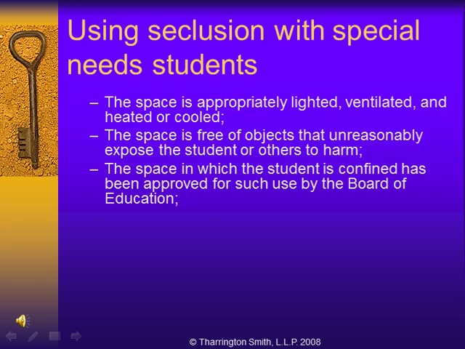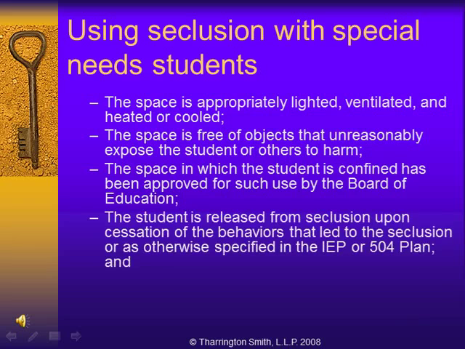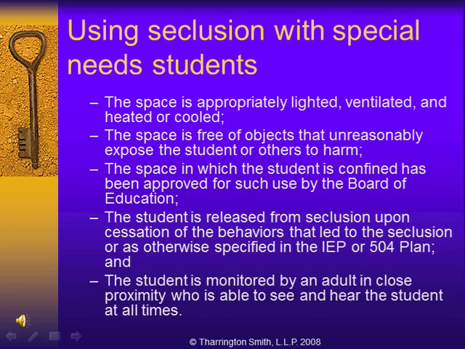In addition, the student must be released from seclusion as soon as the behaviors stop, or as specified in the IEP, BIP, or 504 plan. The student must be monitored at all times by an adult in close proximity who can see and hear the student. Therefore, all seclusion areas should have a window, half door, or some other means by which an adult can see and hear what is happening inside.